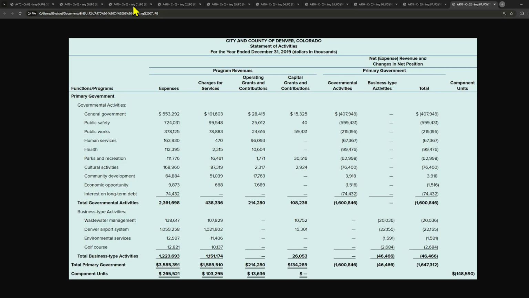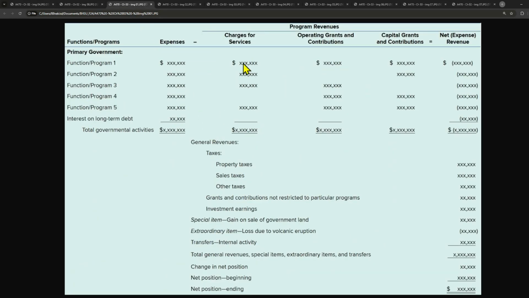Let's go back and take a look here. That's because those are the services, those are the charges for services, operating grants, and capital grants that are directly related to the function. You can see that there's a whole category of general revenues that will cover the shortfall of any individual function, or hopefully the general revenues will cover the shortfall of any of the individual functions or programs, or at least will get you close, right?